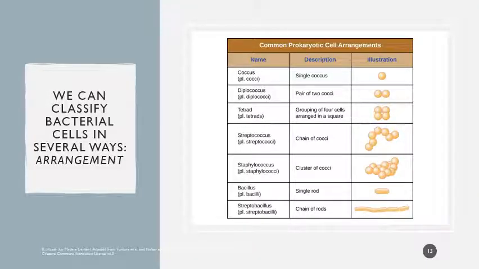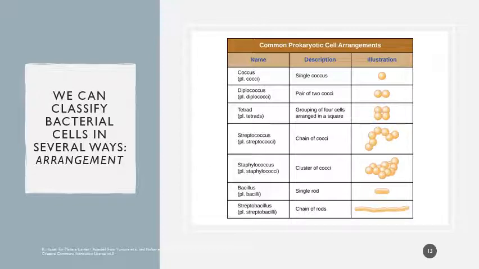So I mentioned that we can classify bacterial cells by their individual shape, their cell morphology. We can also classify them according to their arrangement. So here in this example, a coccus is just a single coccus, but if we have two of them stuck together, that's called diplococcus. If we have four of them arranged in a square, that's a tetrad. If we have a chain of cocci, that's streptococcus. And if we have a cluster of cocci that looks kind of like a bunch of grapes, that's staphylococcus.